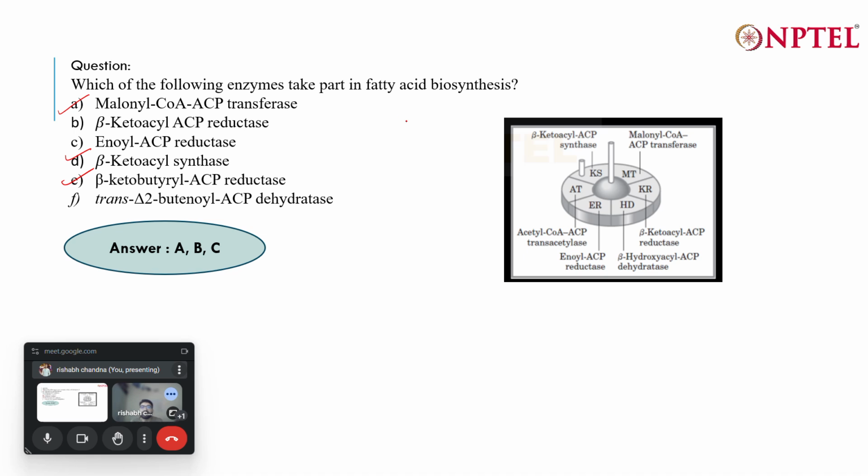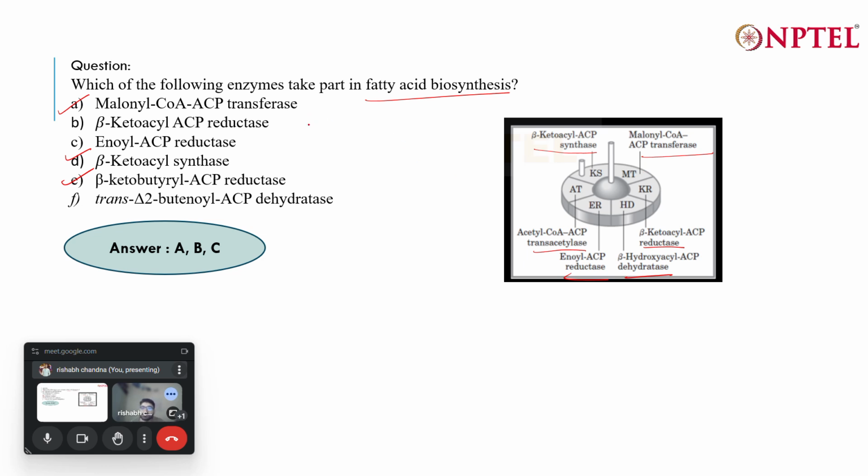And so for fatty acid synthesis, all the enzymes that are involved are part of a single complex with ACP, that is acyl carrier protein. And the different enzymes are beta ketoacyl ACP synthase, then acetyl coenzyme A ACP transacetylase, enoyl ACP reductase, beta hydroxyacyl ACP dehydratase, beta ketoacyl ACP reductase, and then malonyl coenzyme A ACP transferase. So these are the six enzymes that are part of a single complex, and that means they have six different active sites.